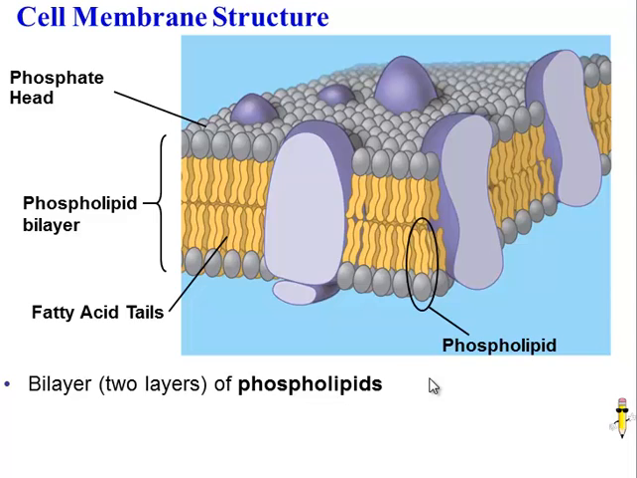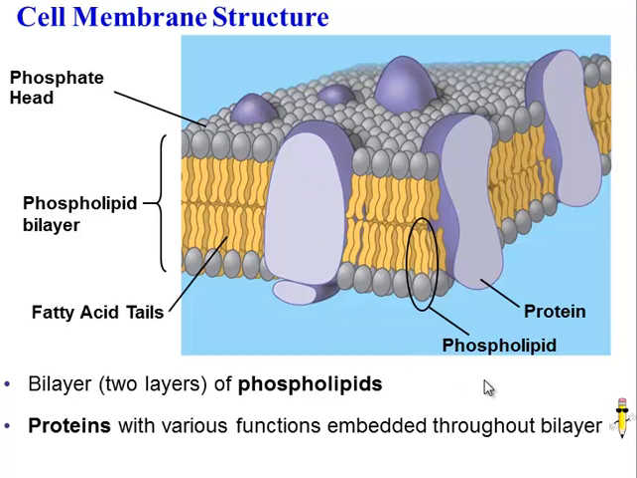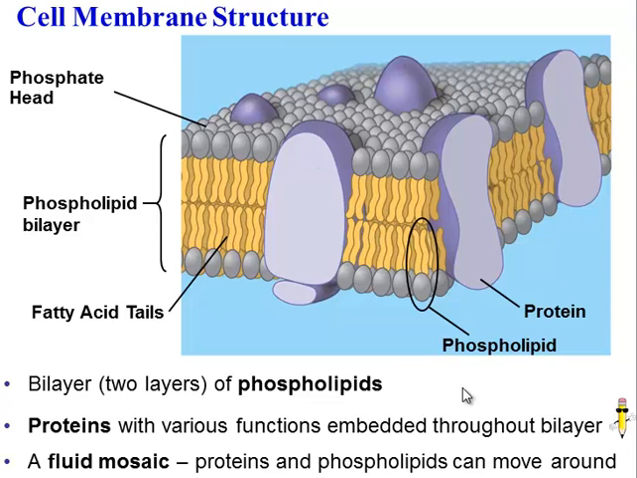But then, here and there in the bilayer are protein molecules. And they're embedded in a pretty much random fashion, and they can be different in different cells. And because of this overall structure, the cell membrane is known to be a fluid mosaic because the proteins are stuck in the phospholipids, but both the proteins and the phospholipids can move around, although you can't tell that from this stationary image.